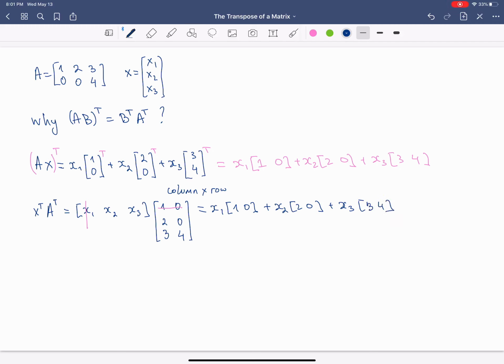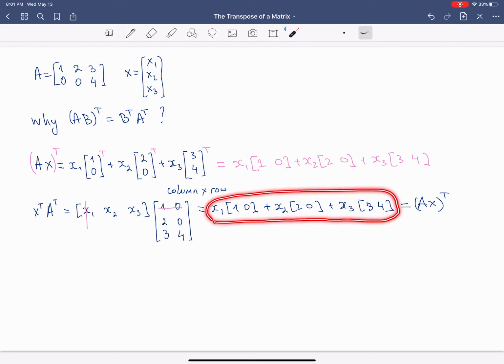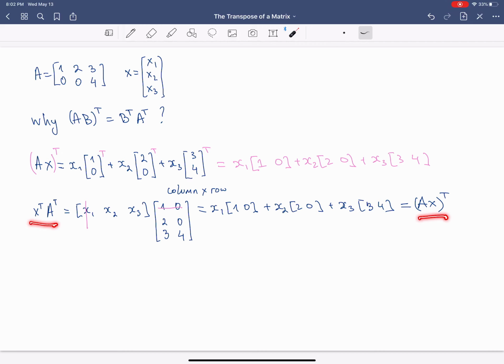And what do you see? Well, this is exactly the expression that we have in pink, which is AX transpose. You see, AX is a linear combination of the columns of A. Whereas X transpose A transpose, if you look over here, is a linear combination of the rows of A transpose. But the rows of A transpose are the columns of A. So indeed, X transpose A transpose equals (AX) transpose.